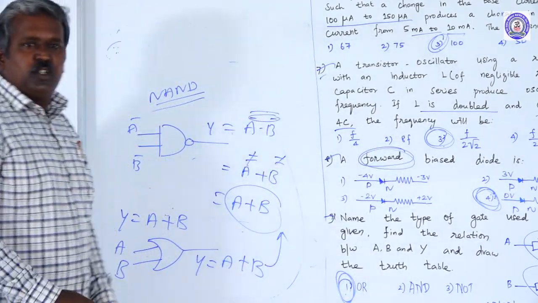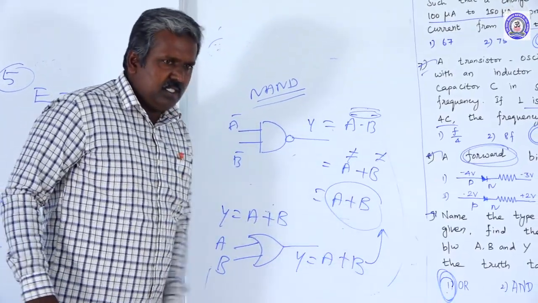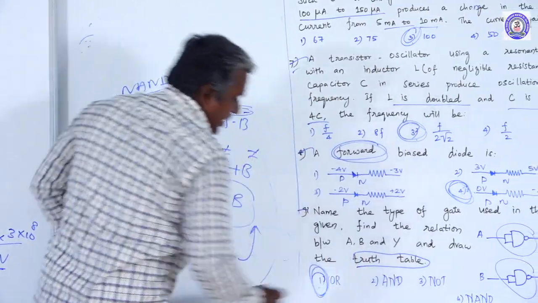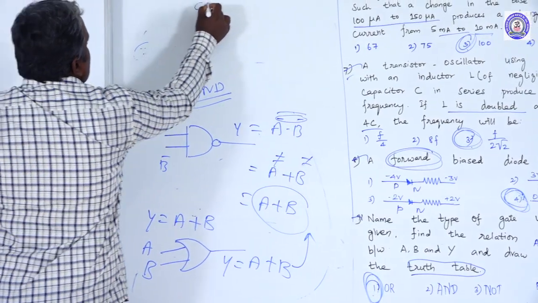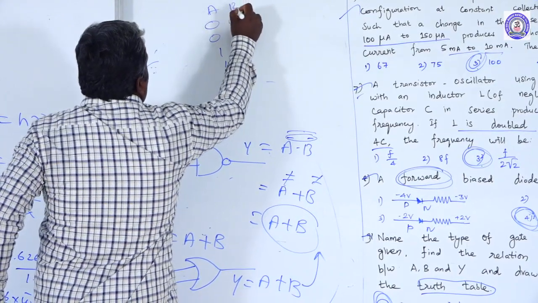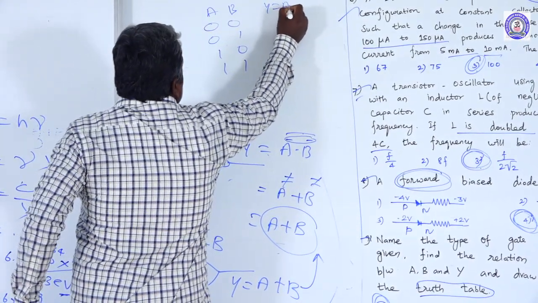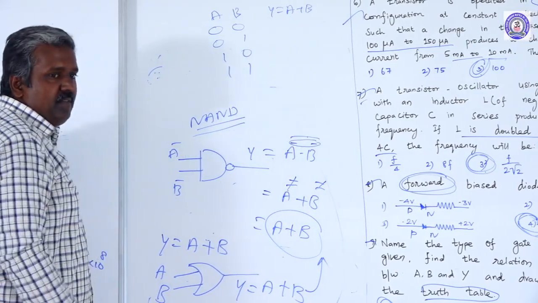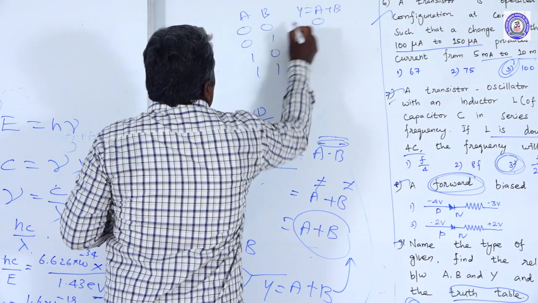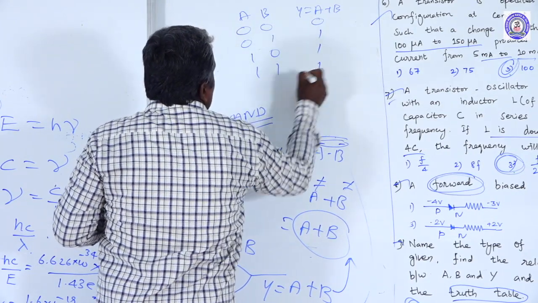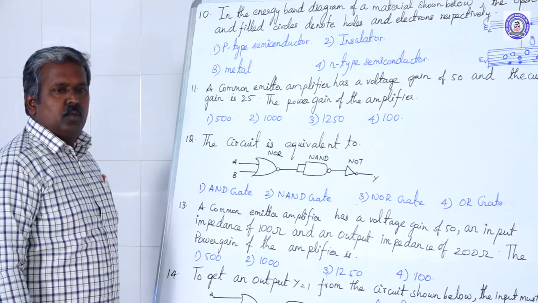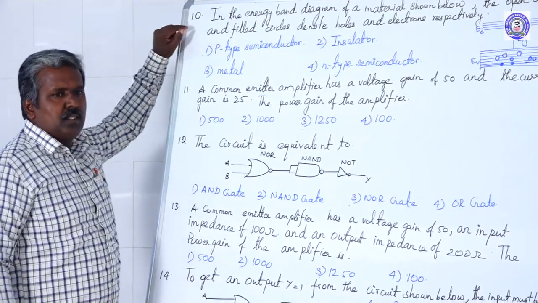First option. Okay. The option is first, OR gate, and the truth table of the OR gate: 0 0, 0 1, 1 0, 1 1. A, B are the inputs. Y is equal to A plus B; that is the Boolean expression of the OR gate, the output. 0 plus 0 is 0, 0 plus 1 is 1, 1 plus 0 is 1, 1 plus 1 is 1. This is the truth table of the OR gate. Okay. Next, 10th one.